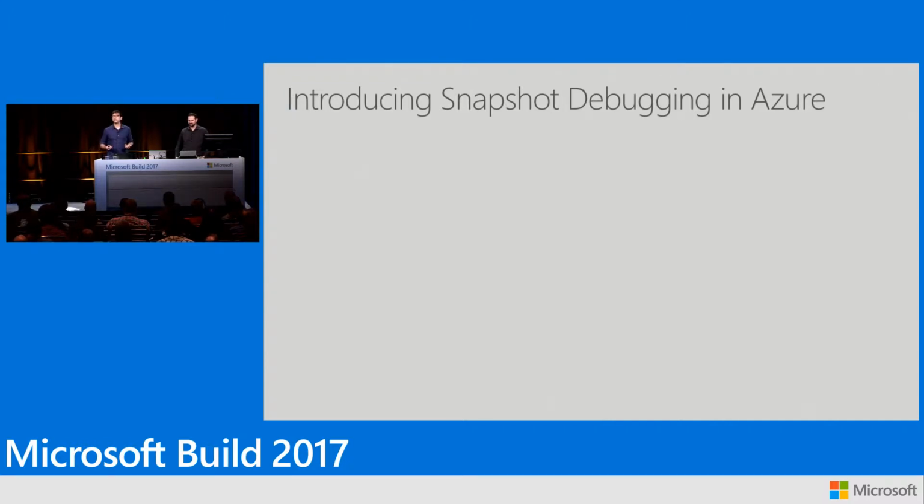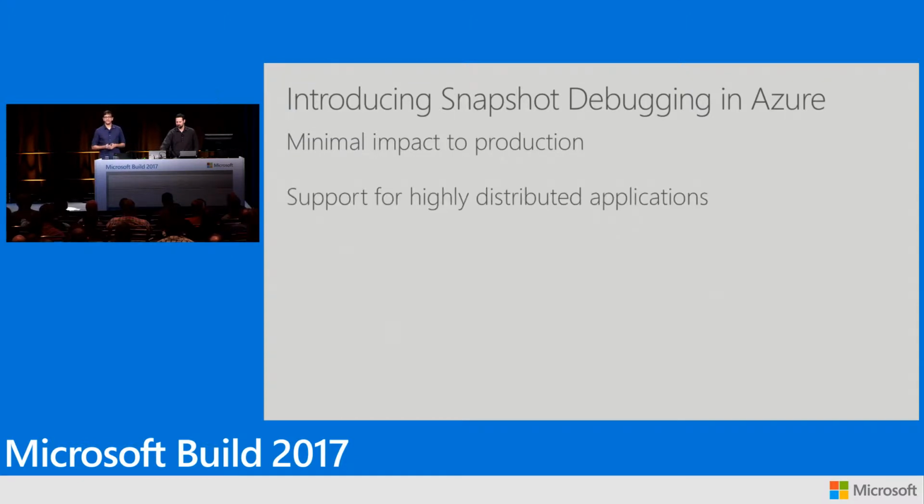When we designed the Snapshot debugger, we had 3 key principles in mind. The first principle was that the Snapshot debugger should have a minimal impact to production. This means that you should be able to use it in your production environment as it is, without any kind of redeployment, and without slowing down or affecting production much at all. Second, we wanted to support highly distributed applications. So no matter if you were running at app services or hundreds of VMs or in Service Fabric, we would like to support your application.